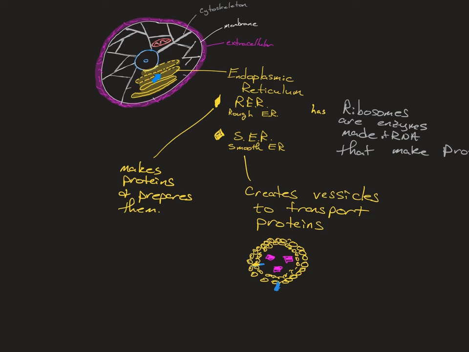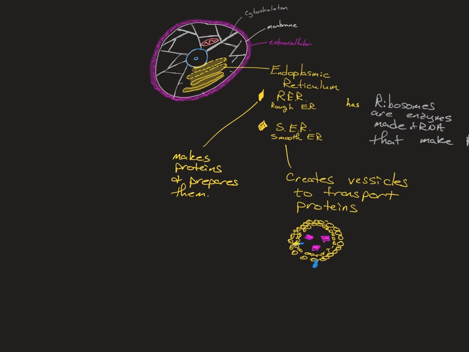Now there's a lot of details that I'm leaving out. You'll learn them if you take AP Biology, but that's the basic idea. The RER is the place where a lot of the proteins are made. The SER packages them, helps them get ready to be sent to the next step in this process, called the Golgi body.